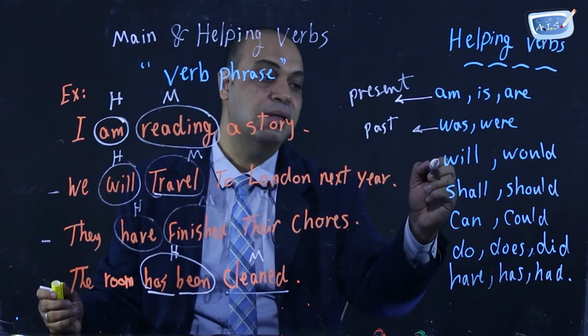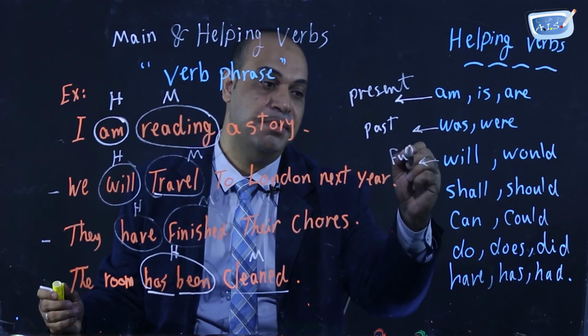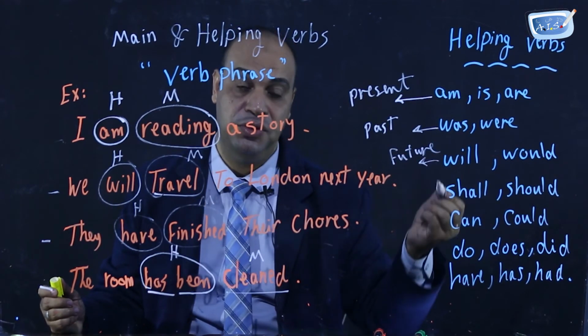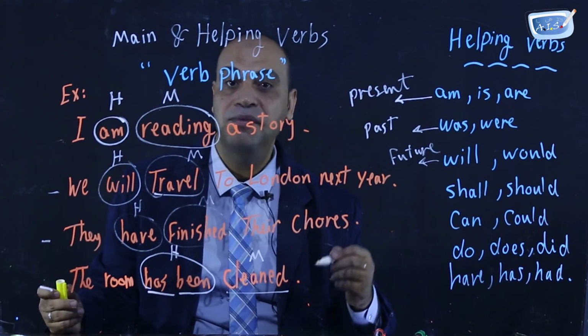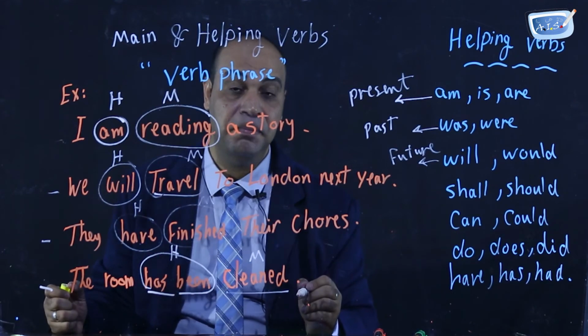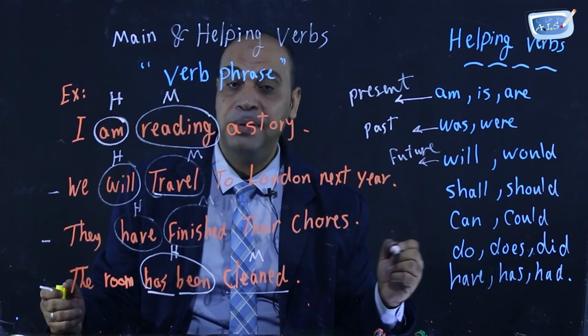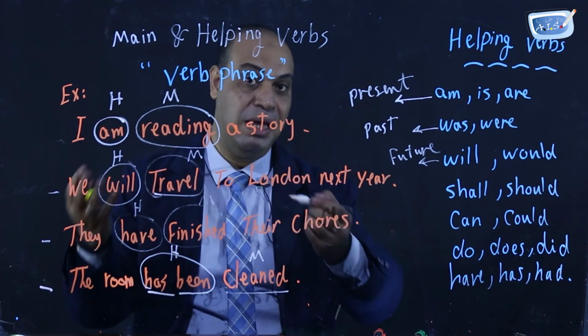Will expresses the future. Something will happen in the future. So they will travel next week. We will visit the zoo next month. They will play the game. So that's something that will happen in the future.